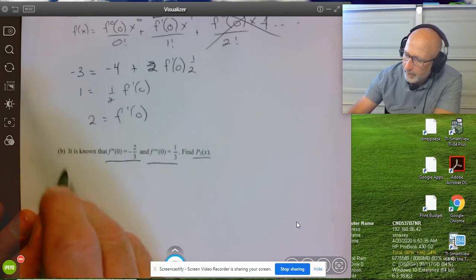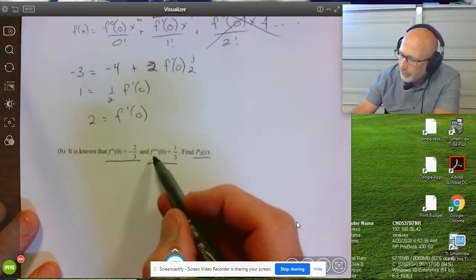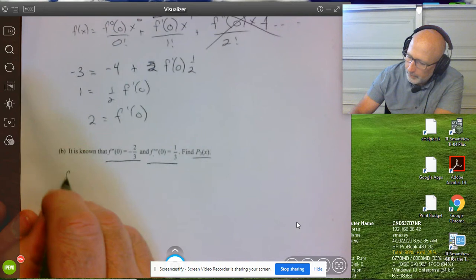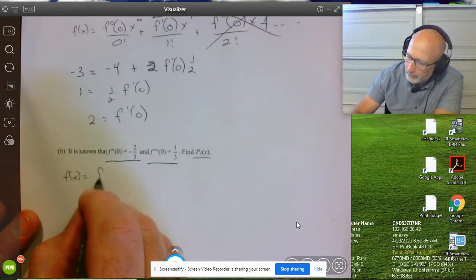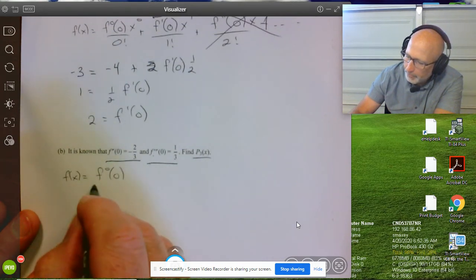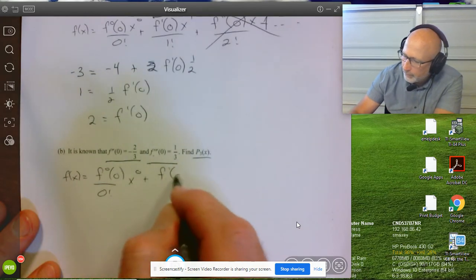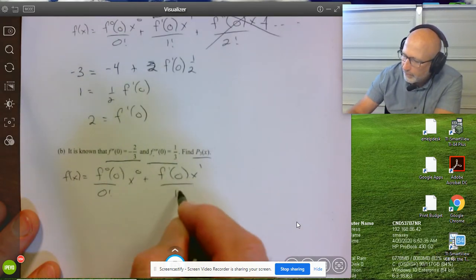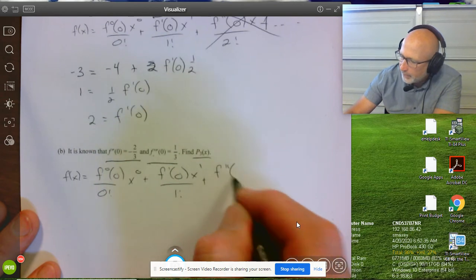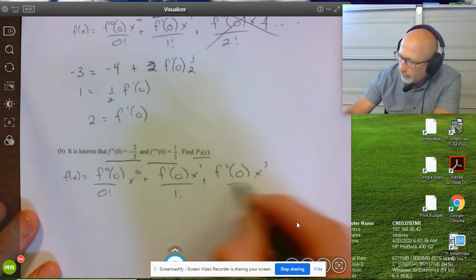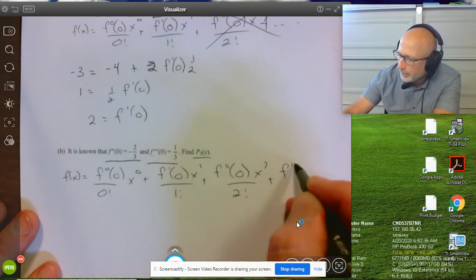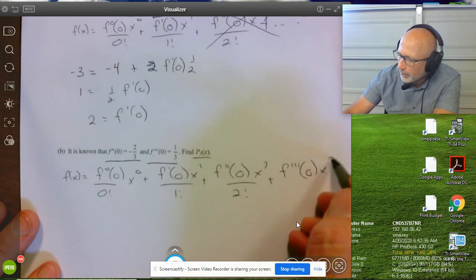So I have this right here, but now I'm going up to the third degree. So I have f of x is equal to the 0th derivative evaluated at 0 over 0 factorial x to the power of 0, plus the first derivative evaluated at 0 x to the first all over 1 factorial, plus the second derivative evaluated at 0 x squared all over 2 factorial, plus the third derivative evaluated at 0 x cubed all over 3 factorial.